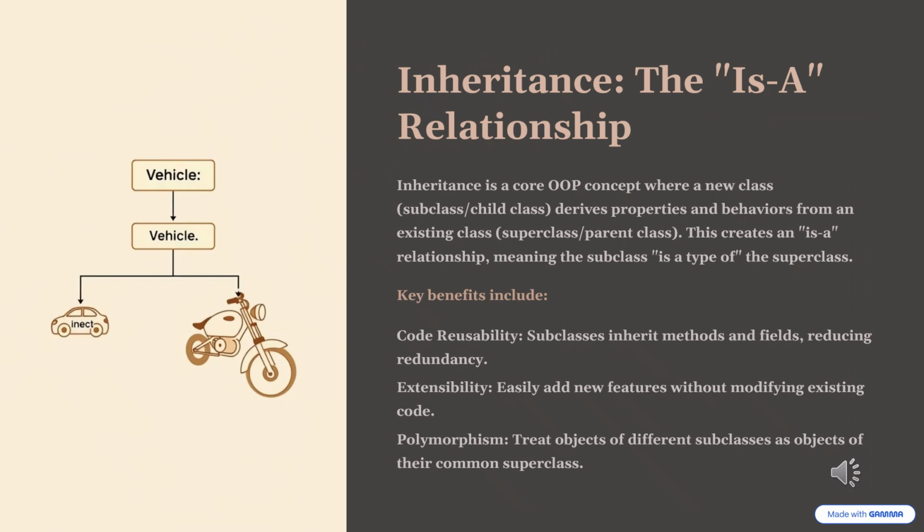Inheritance is one of the core concepts of OOPS. It allows a new class, called a child or subclass, to inherit methods and fields from an existing class known as a parent or superclass. This forms an is-a relationship. For example, a car is a vehicle. The key benefits include code reuse, easier maintenance, and polymorphism, which lets us treat different subclasses as one common type.